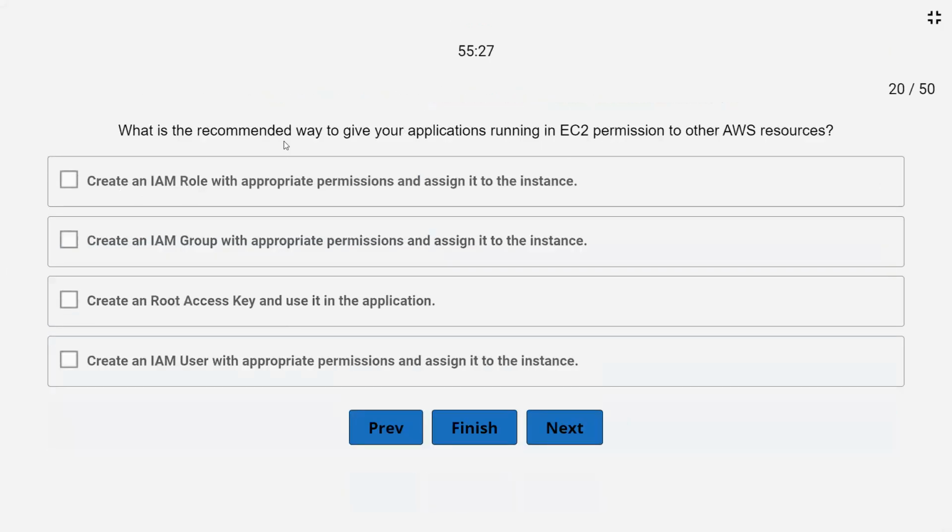What is the recommended way to give your applications running in EC2 permission to other AWS resources?